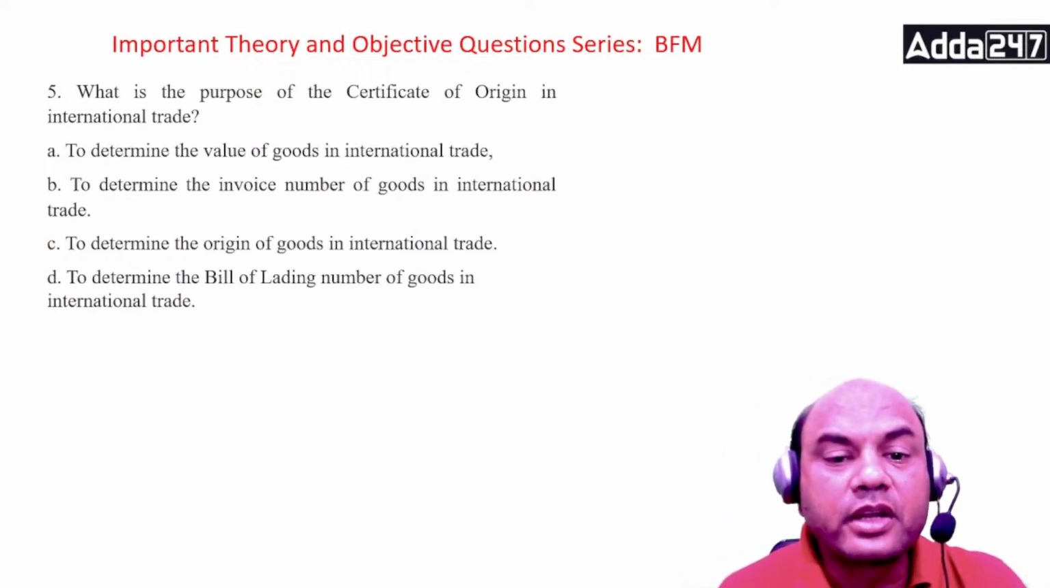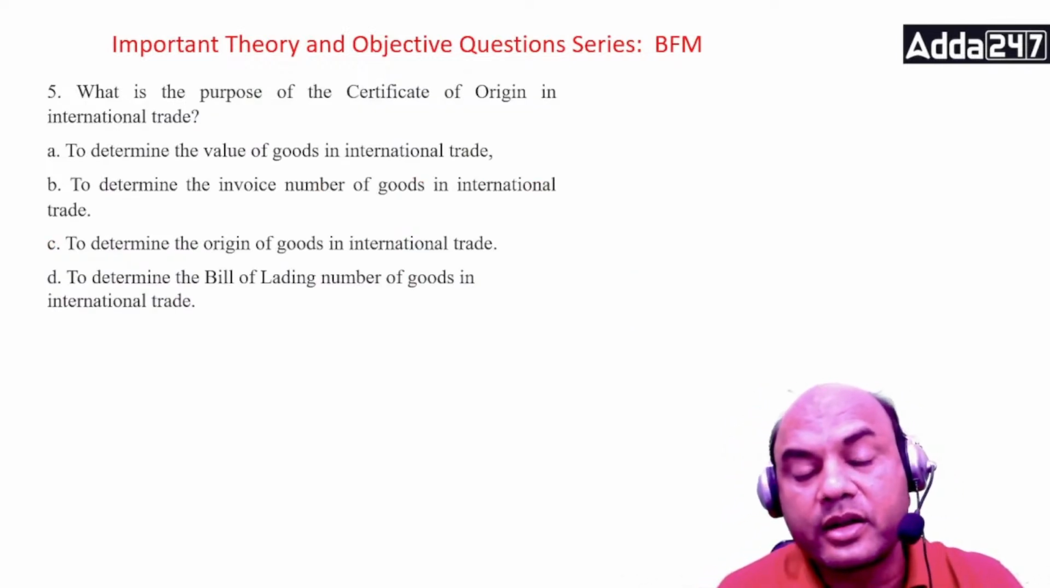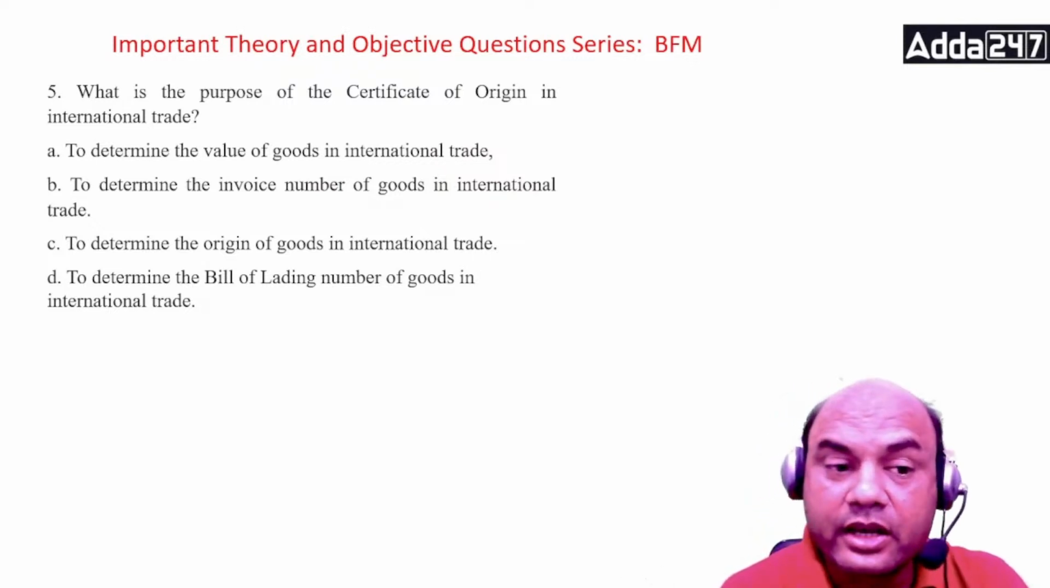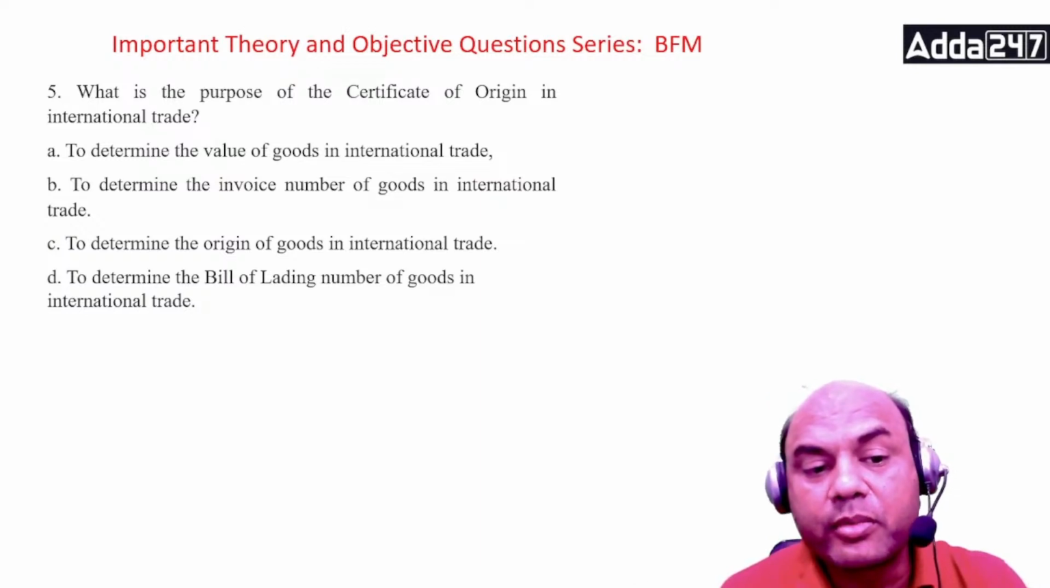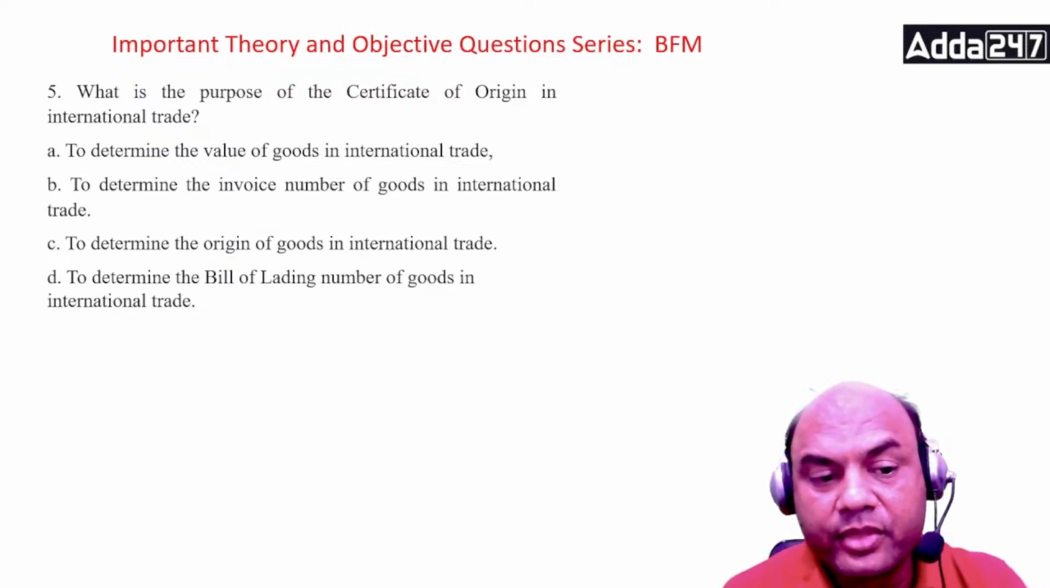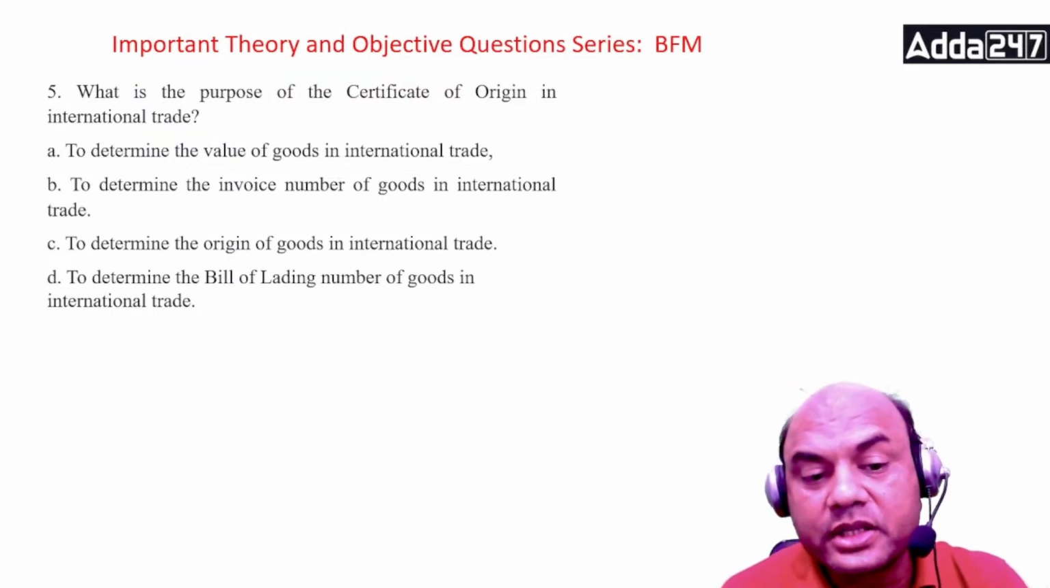What is the purpose of certificate of origin in international trade? There are difficult questions coming up. Why is COO used? To determine the value of the goods in international trade. To determine the invoice numbers of the goods. To determine the origin of goods. To determine the bill of lading number of the goods.